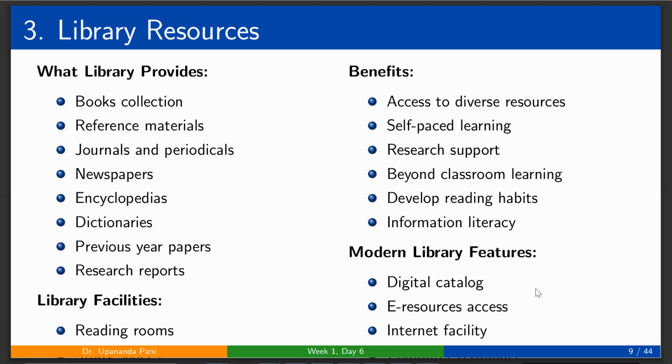Then third is library resources. Library, basically you have seen books, but it is beyond books, right? So book collection, reference materials, journals and periodicals, newspapers, encyclopedias, dictionaries, previous year papers, resource reports. The library facilities include reading rooms. Benefits include access to diverse resources, self-paced learning, research support beyond classroom learning, developed reading habits, information literacy, and so on. Modern library features are digital catalogs, e-resources access, internet facilities, and so on.